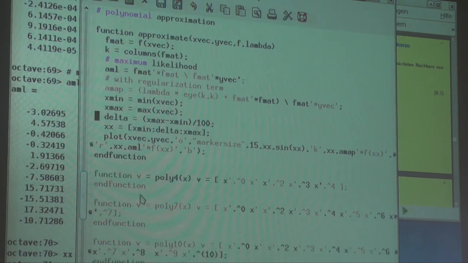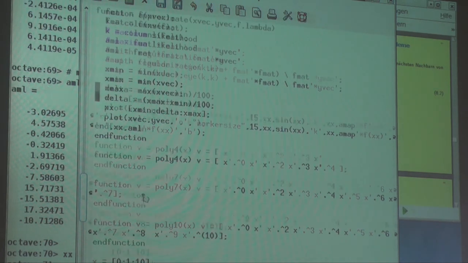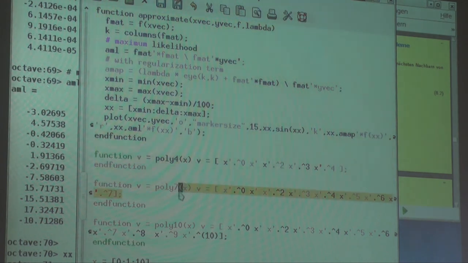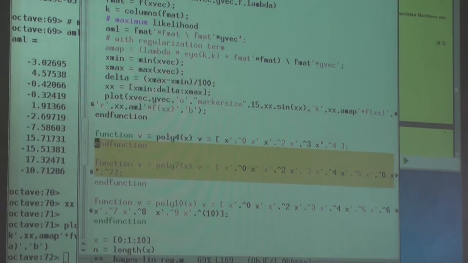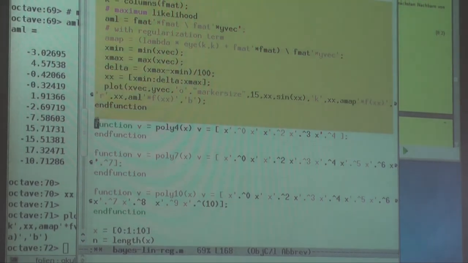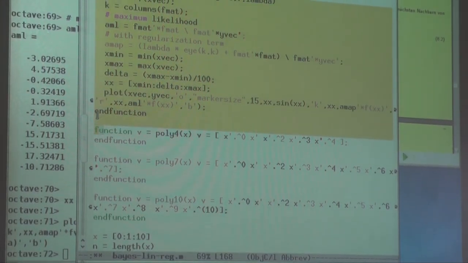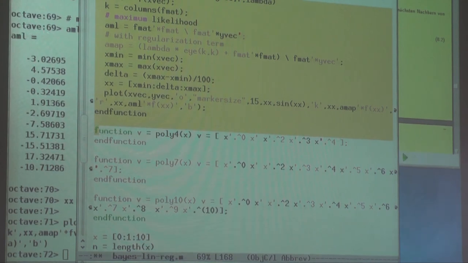Polynomial here. You want to see the result, okay? What I did here is I wrote a little function that does the whole thing in one go. So we have to evaluate this function. Oh, well, why don't I use the mouse?